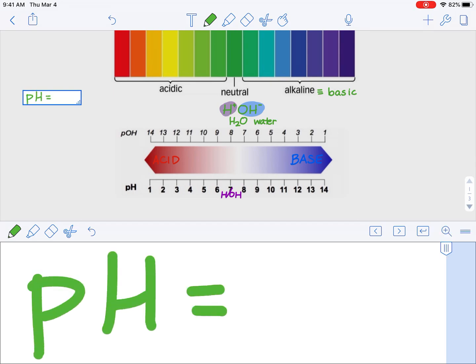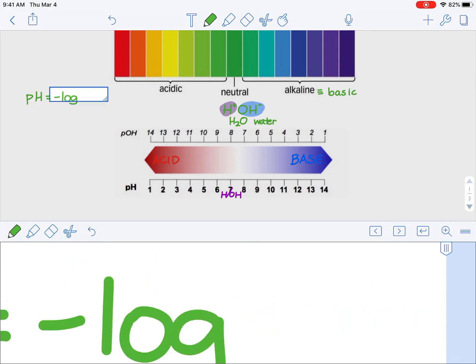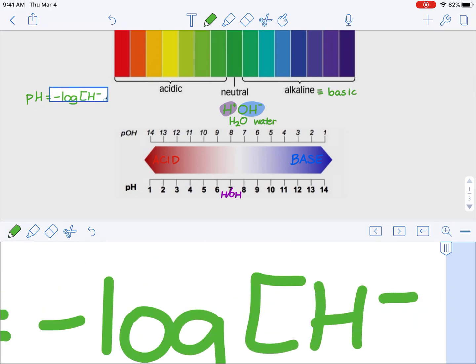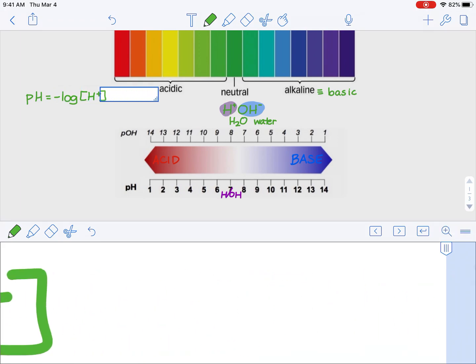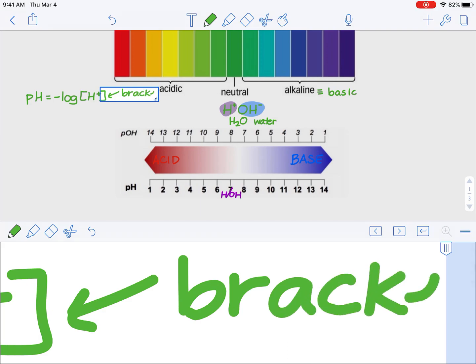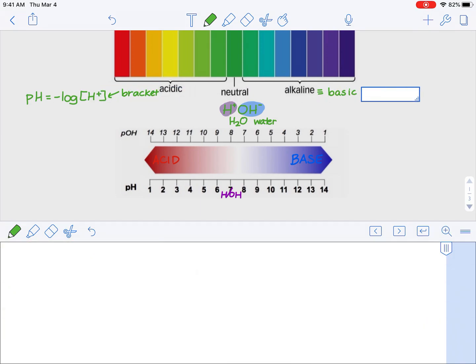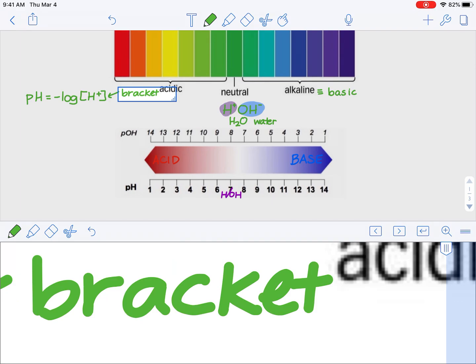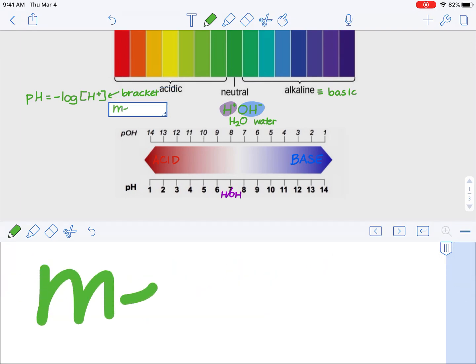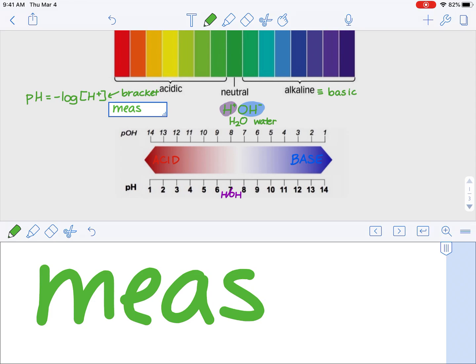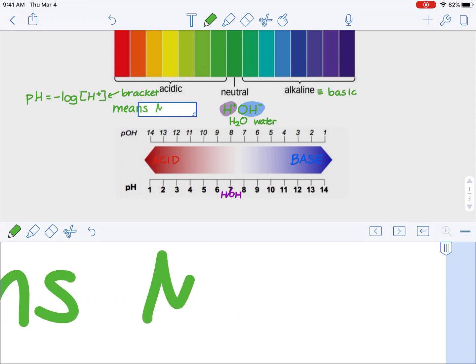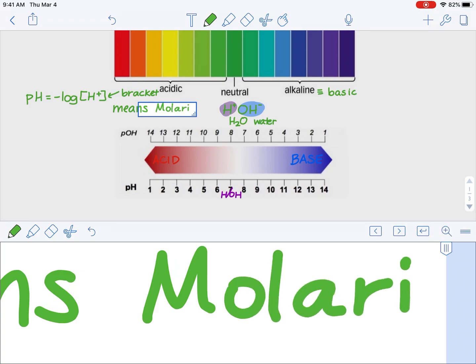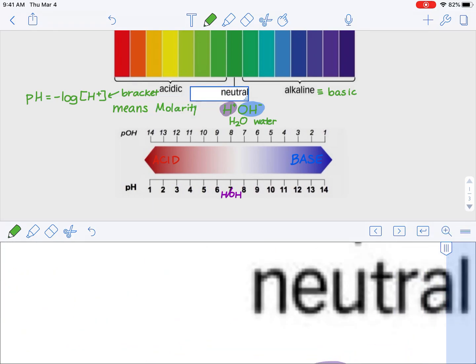So up until now, we've defined pH as the potential of hydrogen, or it's telling us how acidic a substance is. The true definition of pH is that it is equal to the negative log in base 10 of the hydrogen ion concentration. Let's get these symbols. The brackets mean concentration in molarity.